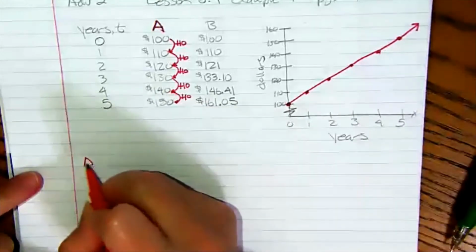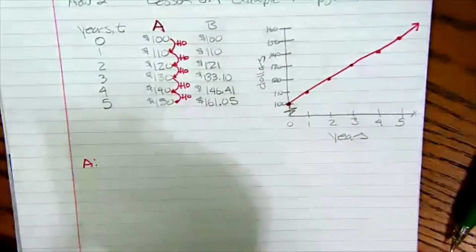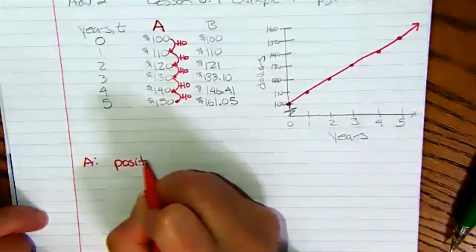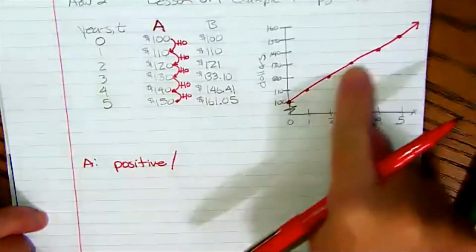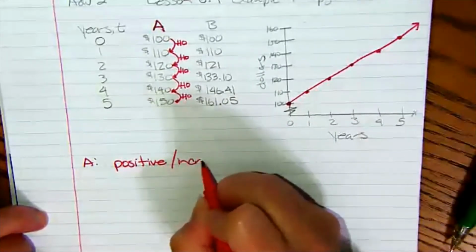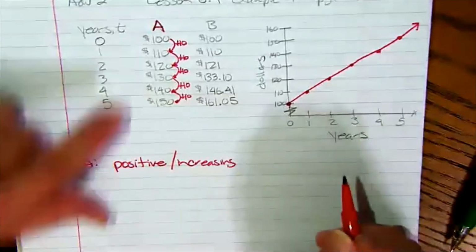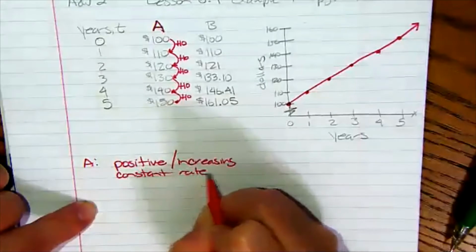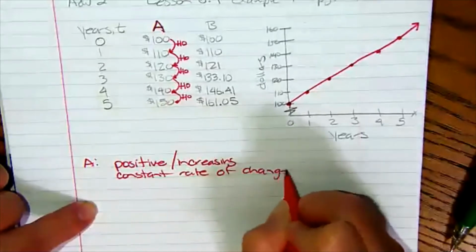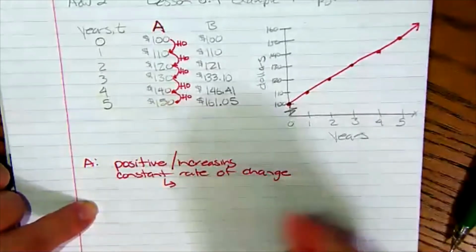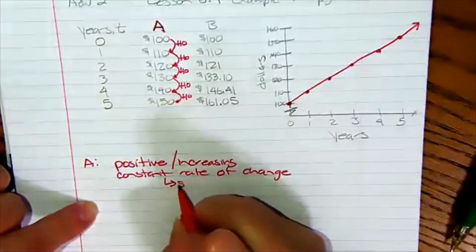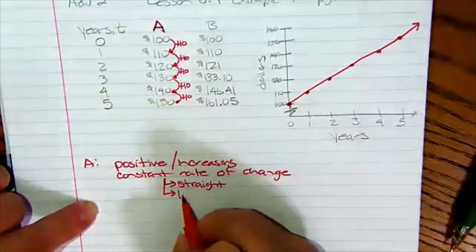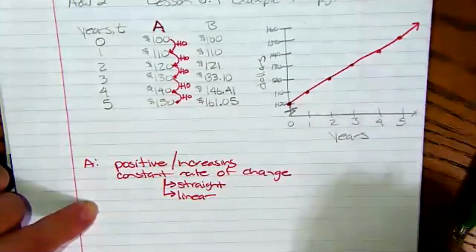So the book asks us to describe the graphs, to compare the graphs. So when I look at this, I can see that it is positive, or that the amount is increasing. I can see that I have a constant rate of change. And that means that my graph is straight, which means this is a linear function.